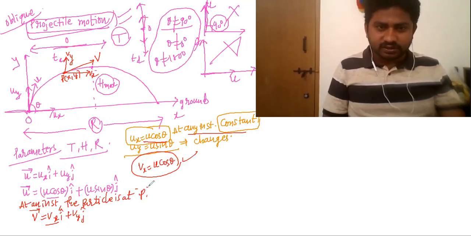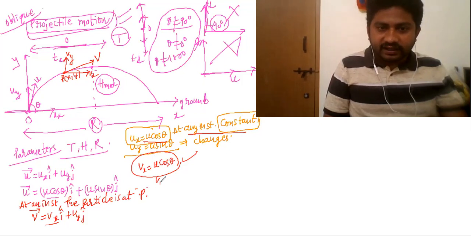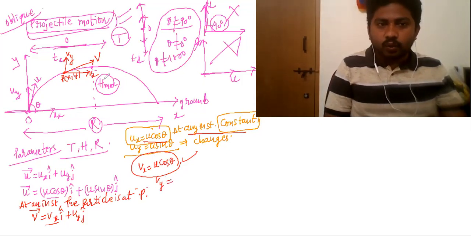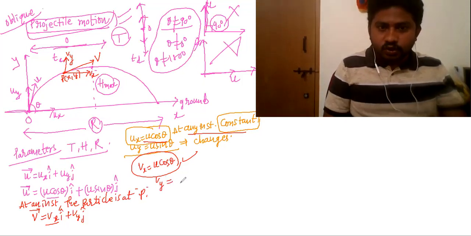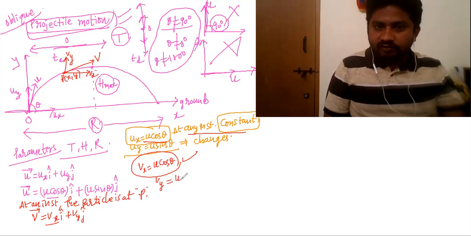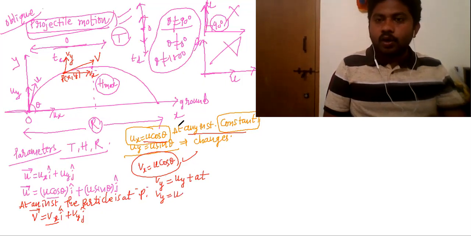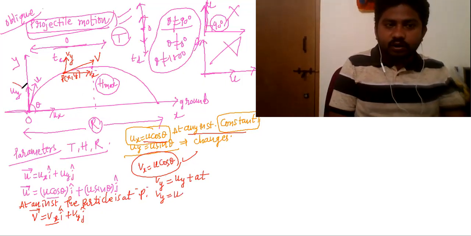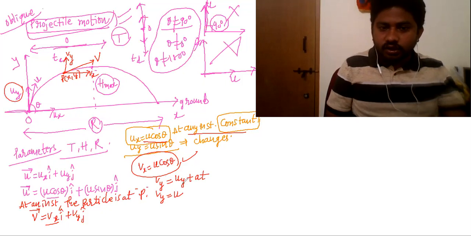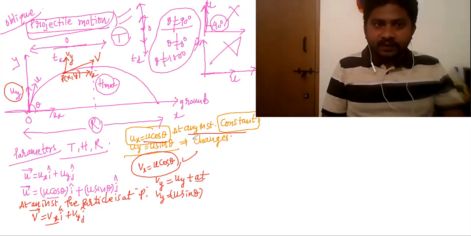Just a minute. Hold on. So what is the final velocity along y direction after some time? We have the formula Vy is equal to uy plus at. What is uy? Initially, the y component of velocity. So is it u sine theta? And the acceleration, this is very important.